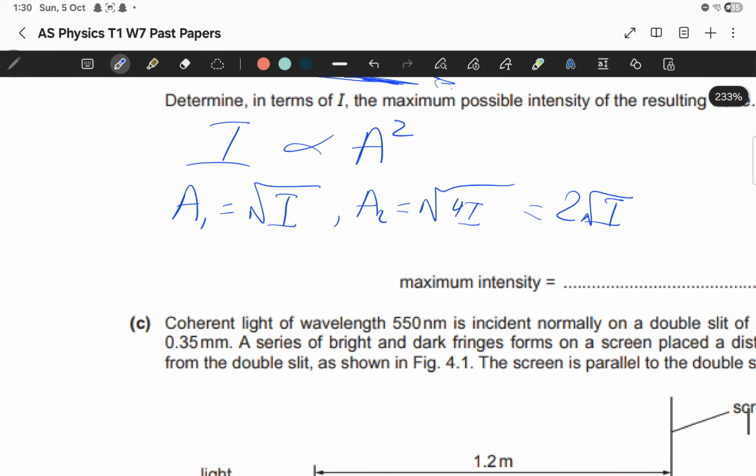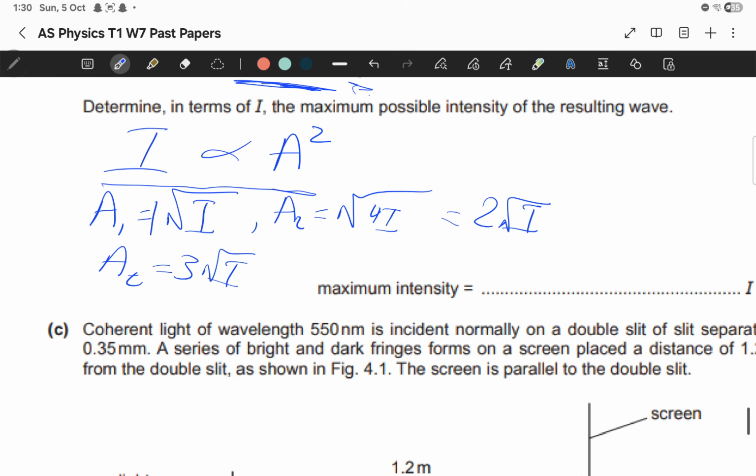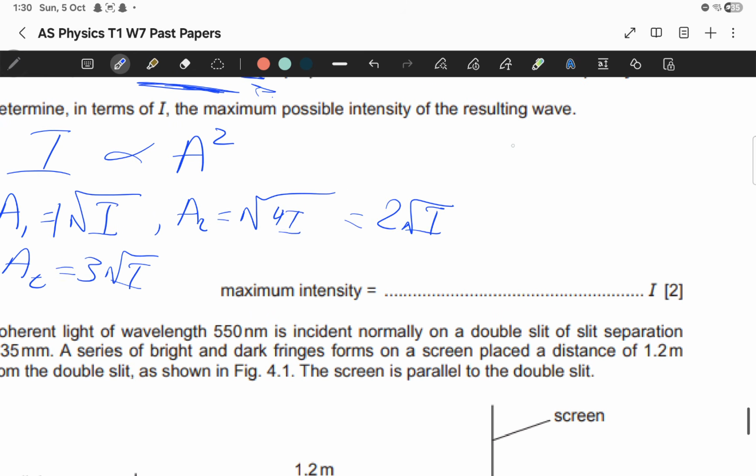So that means adding them up, the total amplitude is going to be 3 radical I, because it's 1 radical I plus 2 radical I. Now, remember, we said that the intensity is directly proportional to the square of the amplitude. So we're going to square this. The intensity is going to equal 3 radical I squared, which equals 9I.